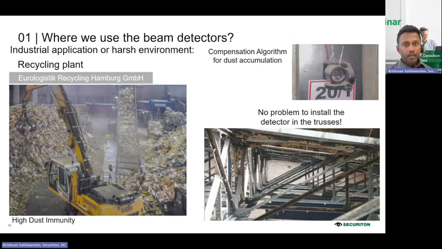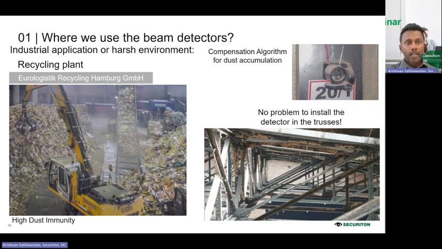Now, where we use the beam detector. Now we've seen what a beam detector is, and we have heard about the limitations and where we should use it. Today we were talking about harsh environments, where recycling plants are one of the topics we are looking into. These pictures are taken from a real installation using our beam detectors. As you can see in the recycling plant, you already have a tremendous amount of smoke circulating around the building, which in realistic terms can already cause a false alarm.